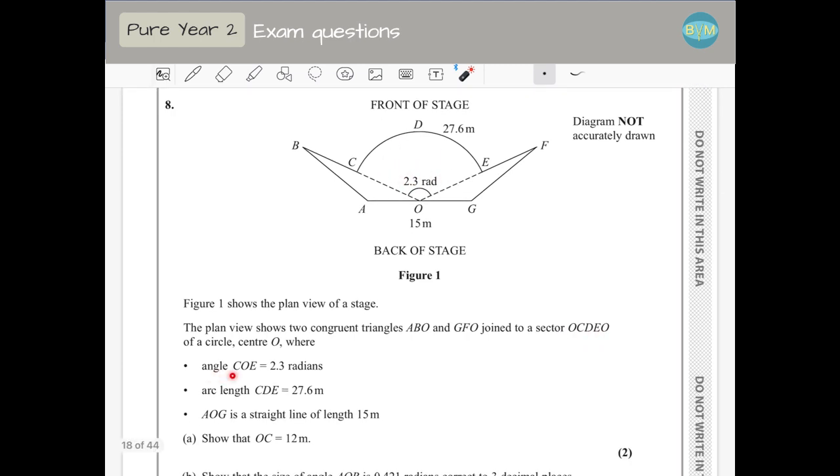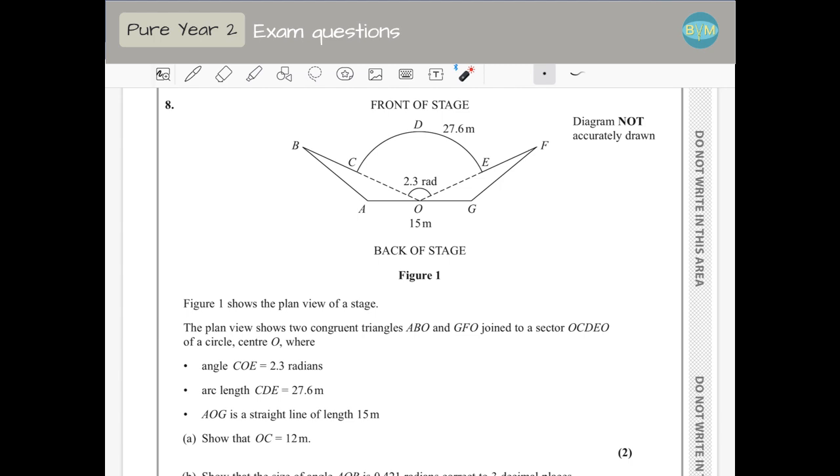And we know a few things. The angle COE is 2.3 radians, the arc length is 27.6, so this length here, and AOG is a straight line of length 15 meters, so this is 15 meters. We have to show that OC is 12 meters, so OC, we are looking for this one.